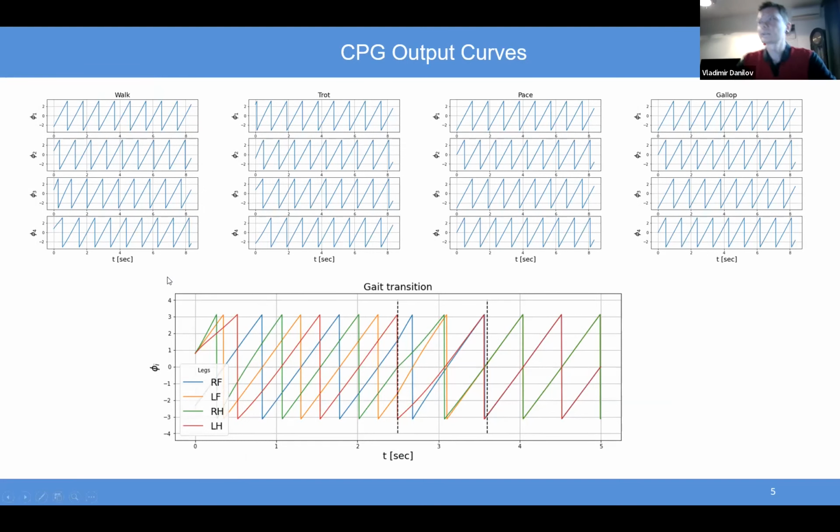Here on this slide are shown output values for CPG network. These plots show different phases for gaits from the table from the previous slide, and here you can see the smooth gait transition from walk to trot.